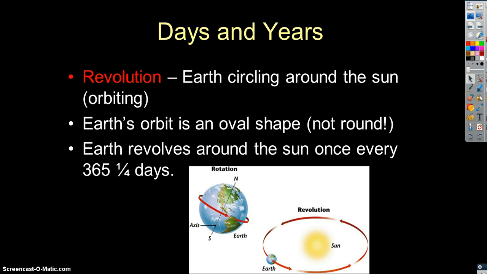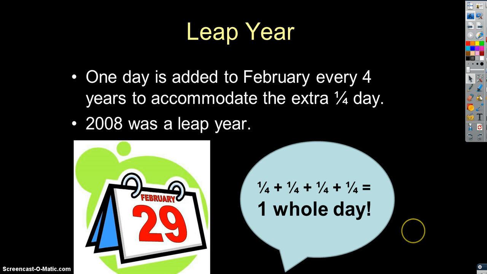We can't do that. So we ignore it for 3 years, and then on the 4th year, we add them all together, all the 1/4 that we ignored, 1/4 plus 1/4 plus 1/4 for the 3 years we ignored, and then on the 4th year we add in the 4th one, and that gives us one whole day. So every 4 years, we end up with a leap year. And that leap year day that we add in is February 29th.